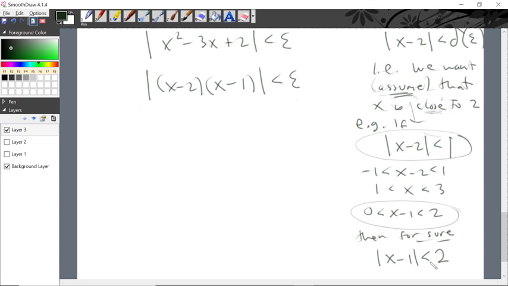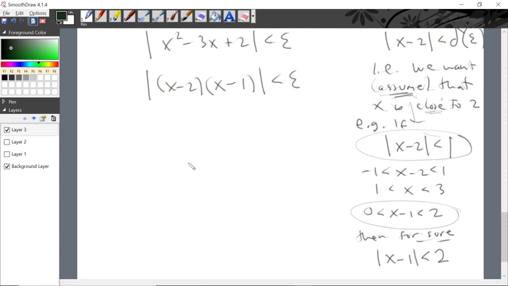Okay? So now we have a bound for the absolute value of x minus 1, under the assumption that we are sufficiently close to 2. Okay? Now, what does that mean then? How do we use that back in the original statement?